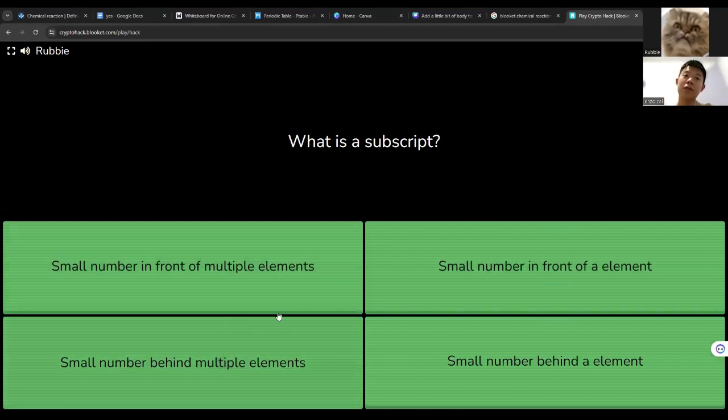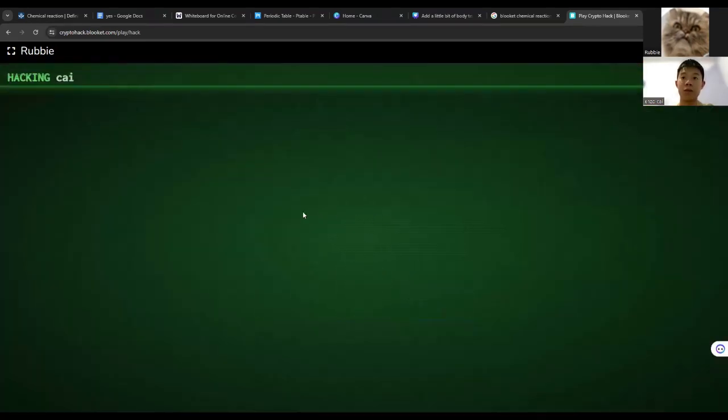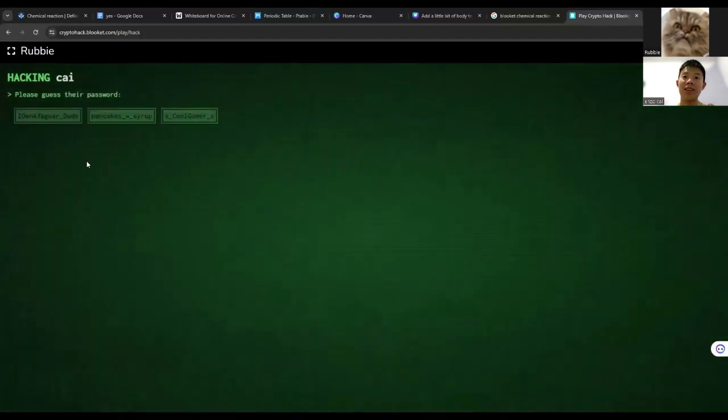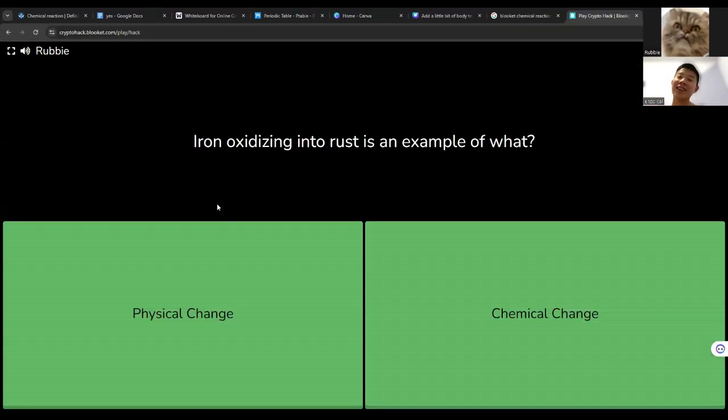Subscript. Subscript is a small number in front of or behind. Huh? This teacher is wrong. Bro, chill out. Don't blame the teacher. Blame yourself. No, this teacher is wrong. Mister, you see this teacher? Look, Mr. V is wrong. I'm correct.